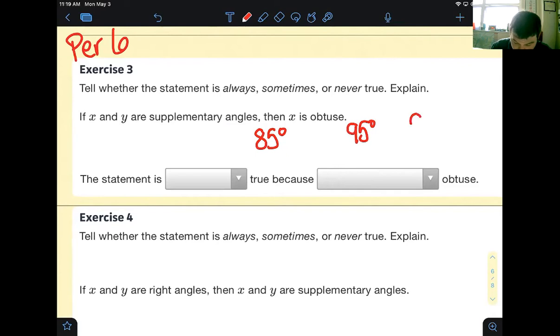Or you could have an angle be 90 degrees and another angle be 90 degrees. Okay, they could be equal and still add up to 180 degrees. So the answer here is going to be sometimes, because they could both be 90 degrees. And if they're both 90 degrees, then you can't say that one of them is obtuse. So this would be a sometimes answer.